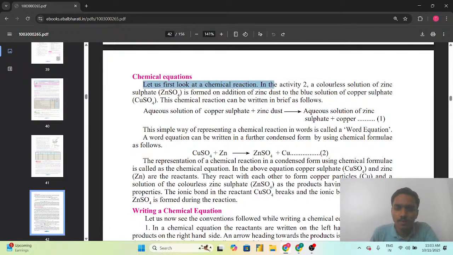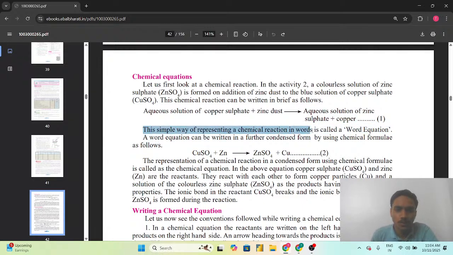Let us first look at the chemical reaction in Activity 2. A colorless solution of zinc sulfate, ZnSO4, is formed on oxidation of the zinc dust in the blue solution of copper sulfate, CuSO4. This chemical reaction can be written as: aqueous solution of copper sulfate plus zinc dust gives aqueous solution of zinc sulfate plus copper.